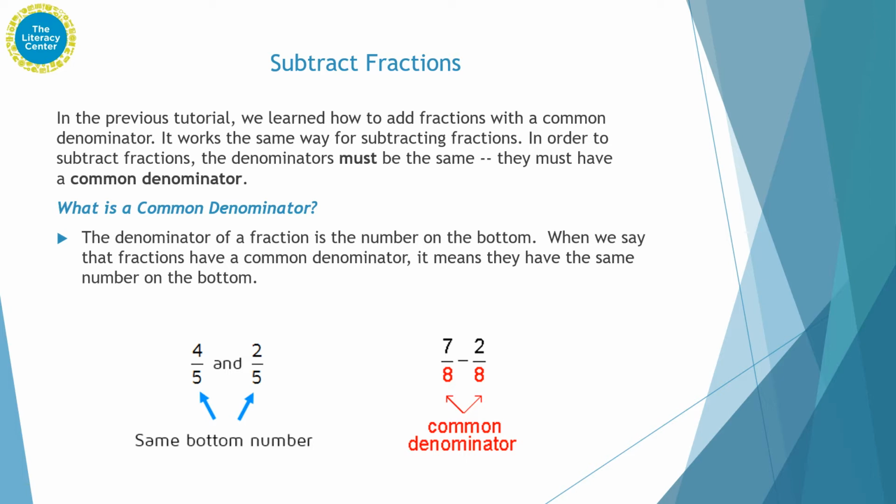Let's see this example here. 7/8 minus 2/8. Here you can see the number 8, which is shown in red. The bottom numbers in both the fractions are the same. So that's what we call a common denominator.